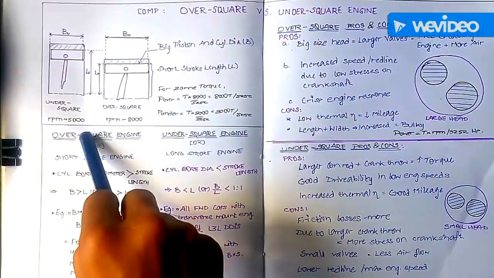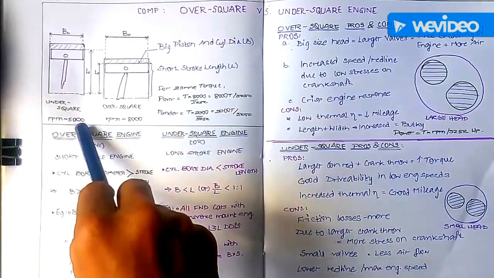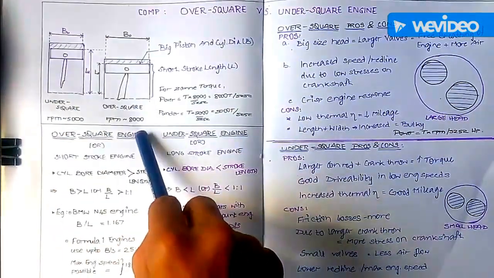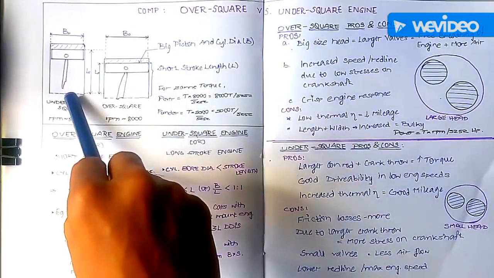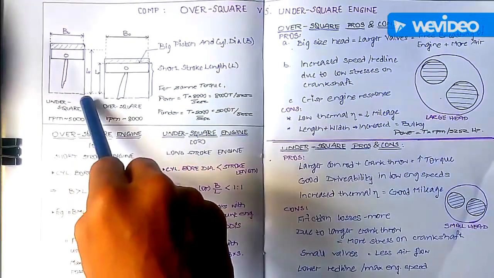So that is an important factor, a major reason for the under square engines having a lower red line, because when you rev this under square engine to as high as the red line of an over square engine, the crankshaft would experience enormous stresses and sometimes it can break off.